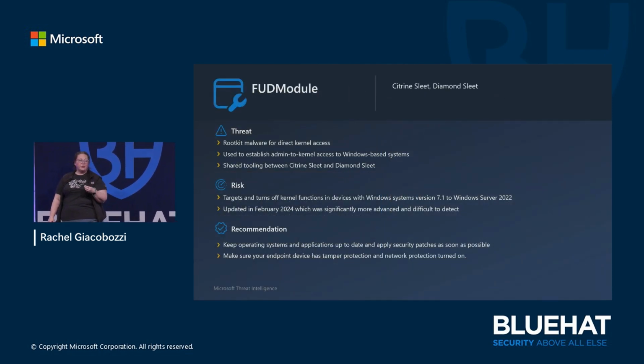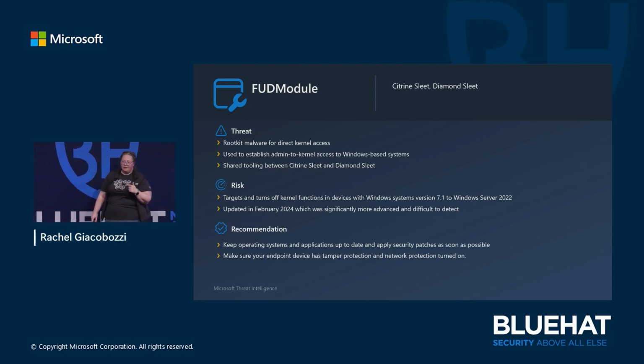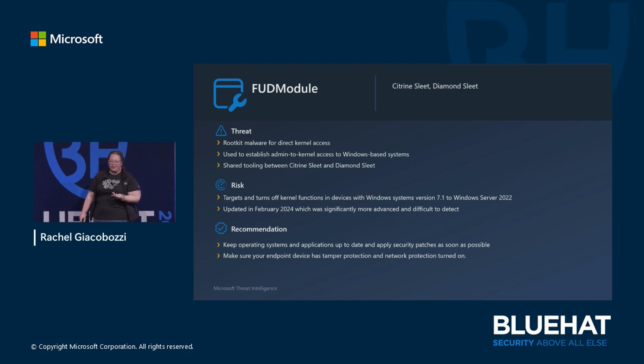Now, the FUD module rootkit is a rootkit that establishes kernel-level access while evading detection. It was developed in 2021 and has used other vulnerabilities before. It is an exclusive North Korean tool, originally used by Diamond Sleet, but in August of 2024, we saw Citrine Sleet start to use it. It employs DKOM techniques to disrupt kernel-level mechanisms and performs kernel tampering that allows for read-write access to the kernel.